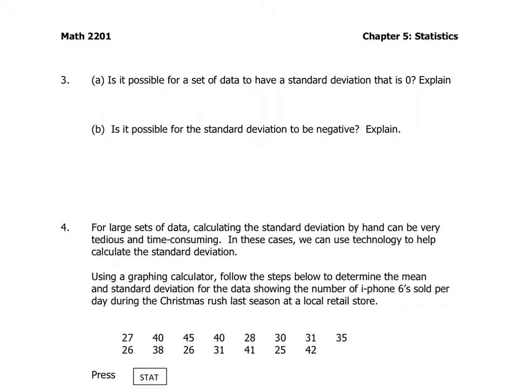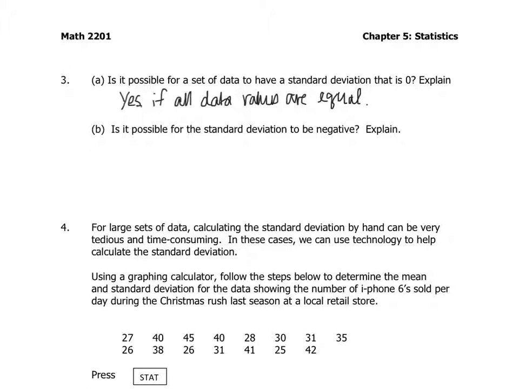Alright, question 3. Is it possible for a set of data to have a standard deviation of 0? And the answer would be yes, if all data values are equal. Because if all the data values are equal, then the mean would equal that same data value, and therefore there'd be no distance between each data value and the mean. So the standard deviation should be 0.